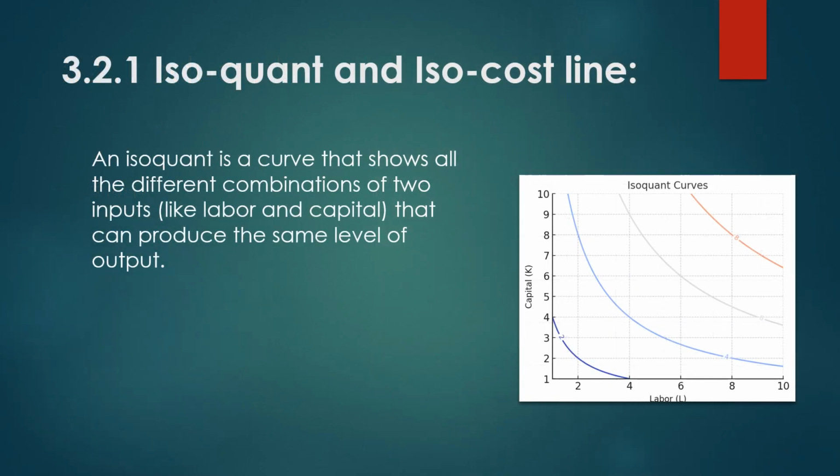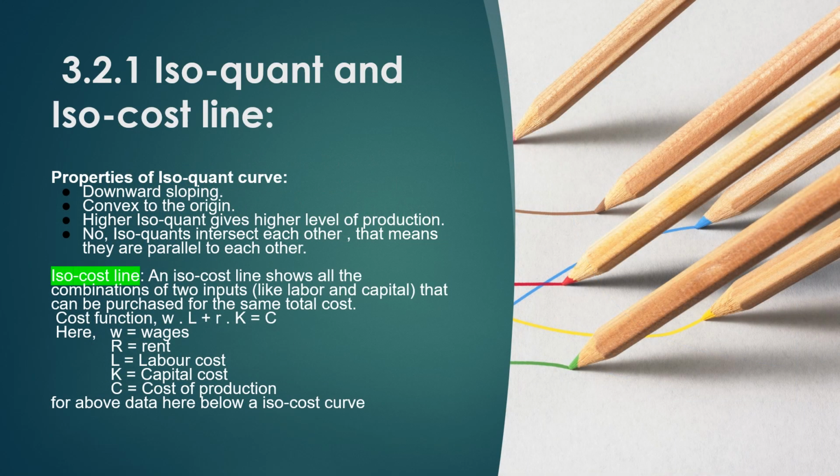Isoquant and isocost line. This graph shows isoquant and isocost lines. An isoquant is a graph that shows all the different combinations of two inputs like labor and capital that can produce the same level of output. Properties of isoquant curves: downward sloping, convex to the origin. Higher isoquant curves mean a higher level of production. No isoquants intersect each other, that means they are parallel to each other.